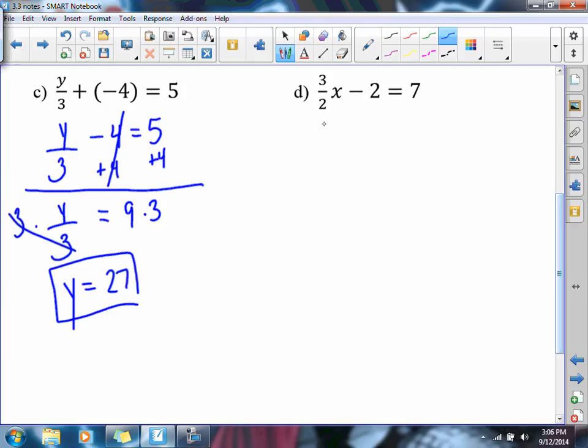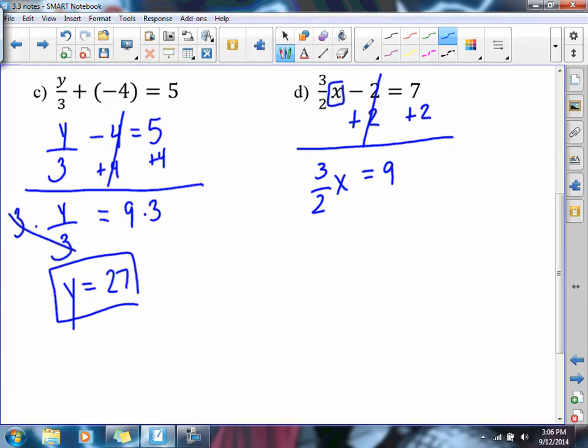Last one here for part D, I have 3 halves times x minus 2 equals 7. So the first thing I'm going to undo is that subtracting 2, and I'm going to undo that by adding 2 to both sides. Okay, here again, here's my x I'm trying to isolate. So I'm going to have 3 halves x that I bring down. The minus 2 and the plus 2 cancel each other out, and the 7 plus 2 is 9.